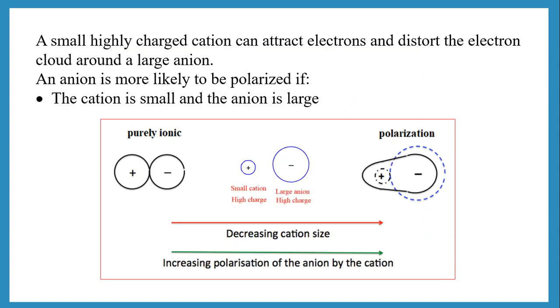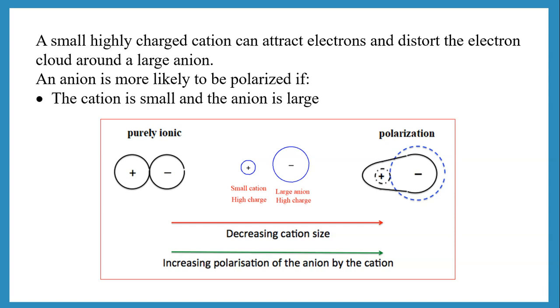Now, when does this happen? When do we have ion polarization? Remember, if the positive and negative ions are almost the same size, the same charge, they are purely ionic. Sodium chloride, for example, would be purely ionic.